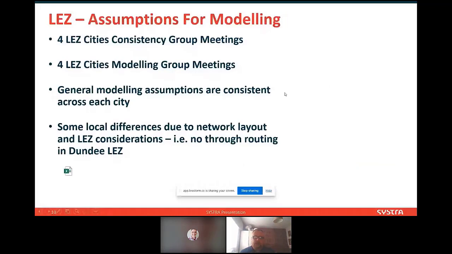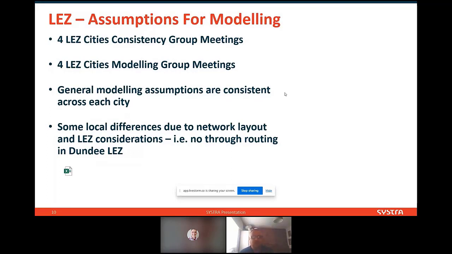It's really critical when it comes to modelling a low emission zone that there's a framework set out for how you're going to model it and what assumptions you make before you start. There were consistency group meetings across the 4 cities at a wider level in terms of the overall low emission zones. But equally, there were modelling group meetings for the 4 cities in terms of what assumptions we are making within our traffic models. How do we model a low emission zone?